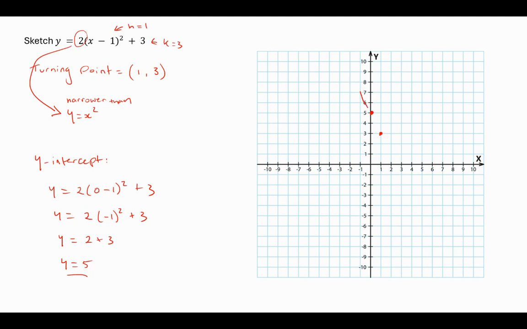And now we can sketch the parabola and write the equation next to it. So we've got y equals 2 times x minus 1 all squared plus 3. Now the question may ask you to state the turning point or the axis of symmetry. The axis of symmetry in this case is just going to be where the turning point is. So this line here. So the axis of symmetry is going to be x equals 1. And the turning point I might just label here as 1, 3.